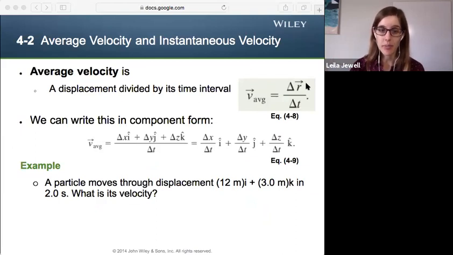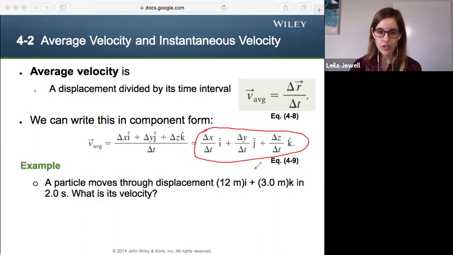The direction does matter. So just as before with displacement, we can write it in terms of the components, in terms of the change of the x, the y, and the z. And so we could break this down very nicely as shown, so that you're just looking at how the displacement in each direction divided by that time interval influences the average velocity in that direction. So let's look at an example of this in practice.